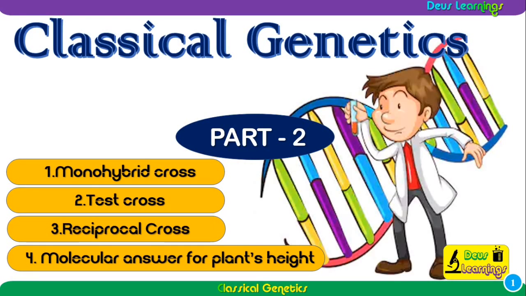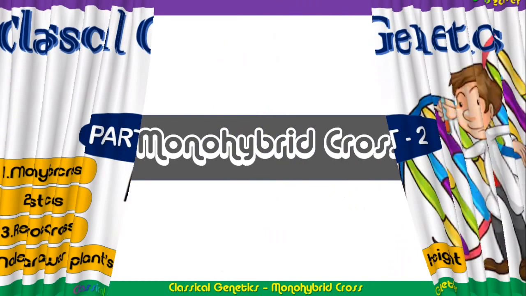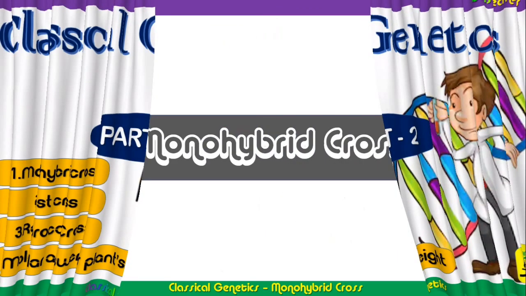So welcome to the next class on classical genetics. In this class we are going to see monohybrid cross, test cross, reciprocal cross, and we'll try to understand the molecular mechanism involved in determining the plant's height. So let's begin. First, the topic is monohybrid cross.